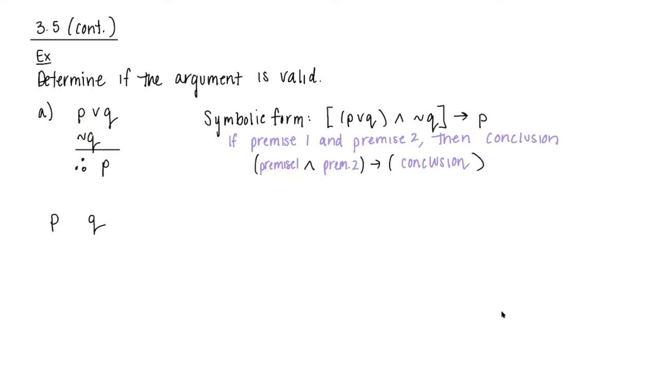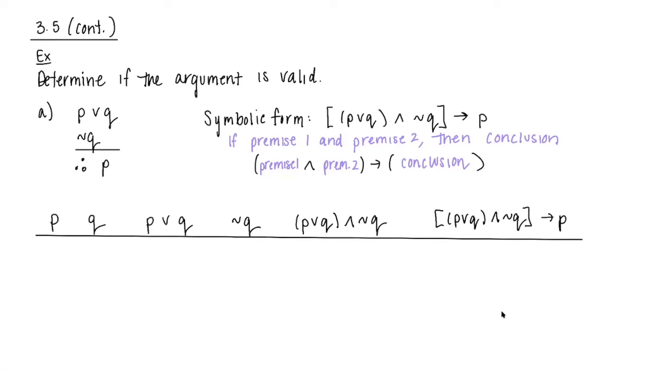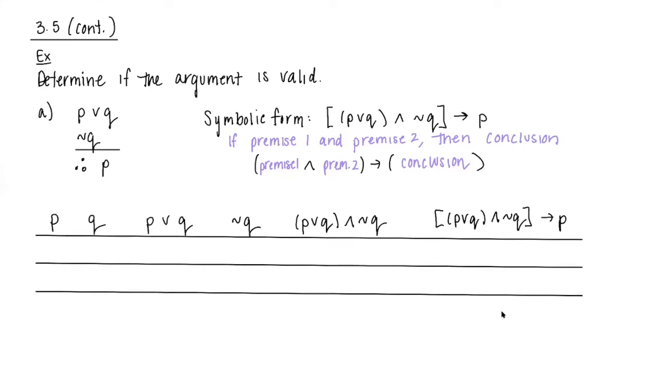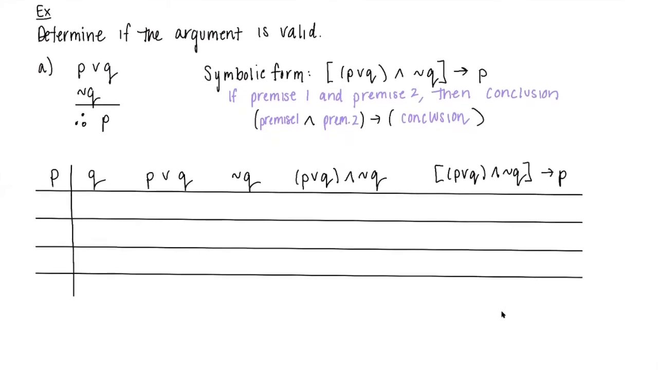We've got to find the truth value of premise 1, so that's P or Q. We got to find the truth value of premise 2. Then we want to find their combined truth value. And then we can go to this giant statement, which is our actual argument. Because we have that end conclusion already written down as well. That is just P. And so we have 4 possibilities. So 4 rows in our truth table.